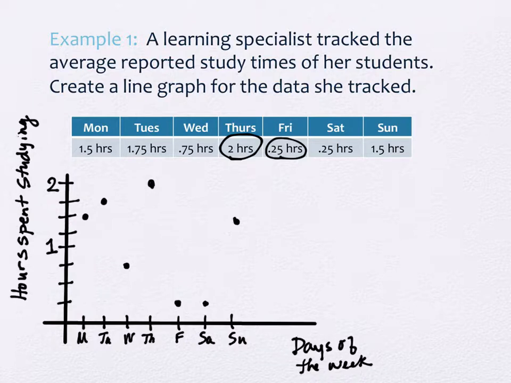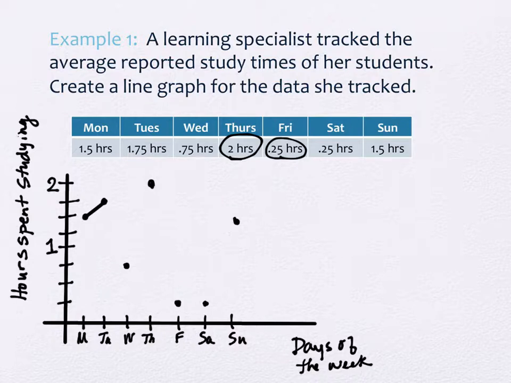Now, what we're going to do with our collection of dots is connect the dots. And we have to go in order, right? We got to connect the Monday to the Tuesday to the Wednesday to the Thursday and so forth with line segments. So they should be fairly straight. They don't have to be ruler straight, but they should look straight.